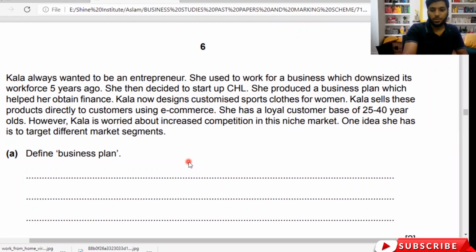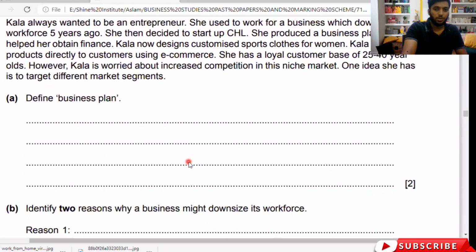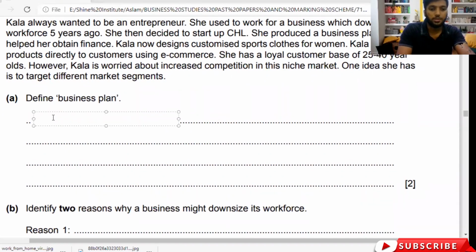So when I write what is a business plan for 2 marks, I can give it as short as possible. I'm going to write now, so please do not forget to write with me. Let's start writing what is a business plan. We can put a business plan in simple terms. So I'm going to write, please write with me.